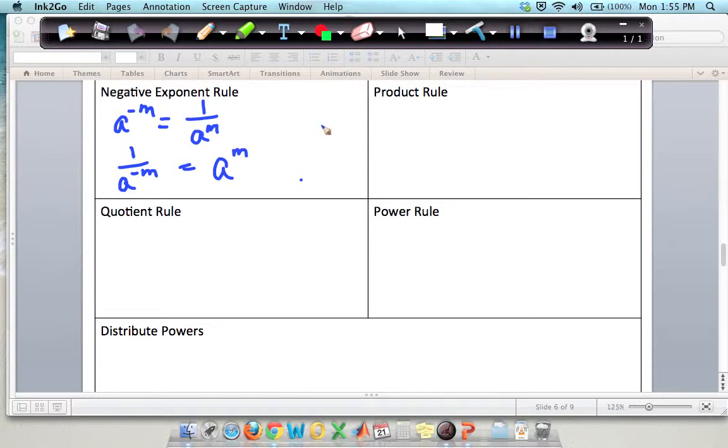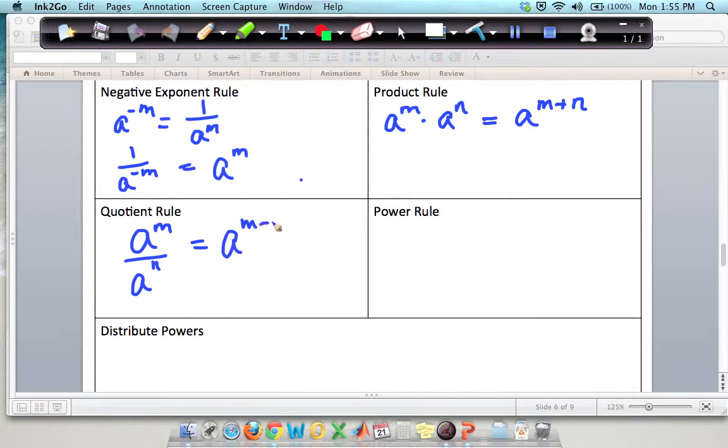Okay, the product rule says that when you have the same base, in this case I'm going to use a, but it can be anything, a number or a variable, as long as the base is the same. When you're multiplying, you add your exponents. The quotient rule is similar, as long as your bases are the same. If you're dividing, you subtract your exponents.